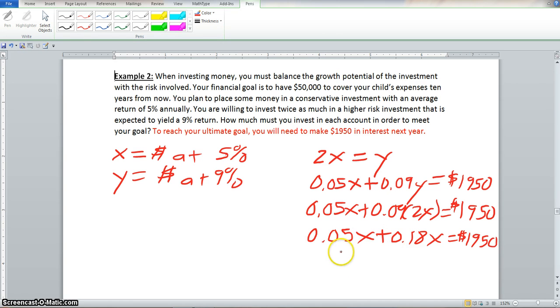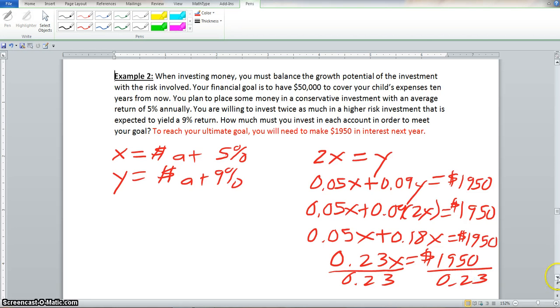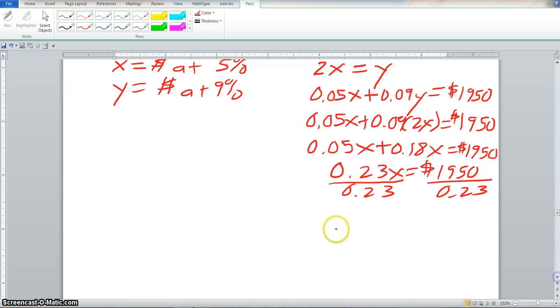Now we will combine like terms. We have 0.23x is equal to $1,950. Now we will divide each side by 0.23. And we will end up with x is equal to $8,478.26. Now remember, this is at 5%.